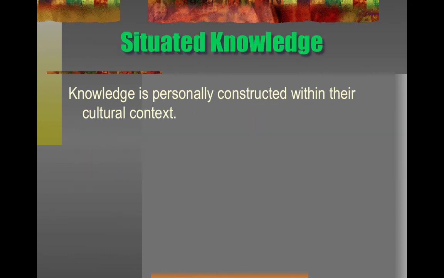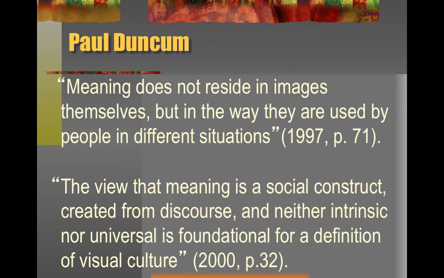Situated knowledge. What this means is knowledge is personally constructed within one's cultural context. This is taking influence from postmodern constructivist theory. Paul Duncombe says meaning does not reside in images themselves, but in the way they are used by people in different situations. When he's saying that meaning does not reside in images, he's more influenced by semiotics and postmodern concepts than by modernism, which says the object does speak for itself, and you should interpret that very easily as a viewer. But he does not believe that.